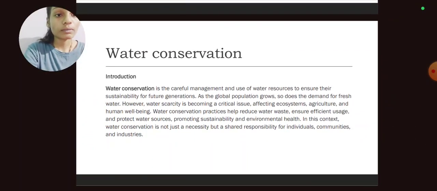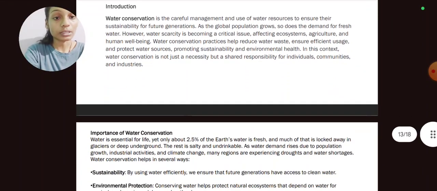Water conservation. Water conservation is the careful management and use of water resources to ensure their sustainability for future generations. As the global population grows, so does the demand for fresh water. However, water scarcity is becoming a critical issue affecting ecosystems, agriculture, and human well-being. Water conservation practices help reduce water waste, ensure efficient usage, and protect water sources, promoting sustainability and environmental health. In this context, water conservation is not just necessary but a shared responsibility for individuals, communities, and industries.